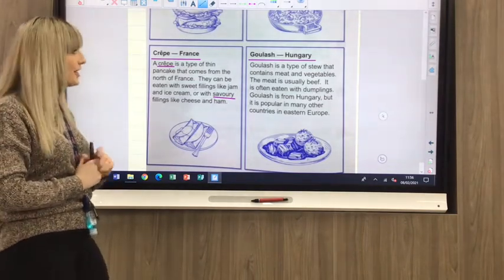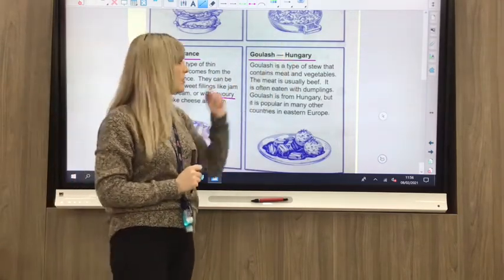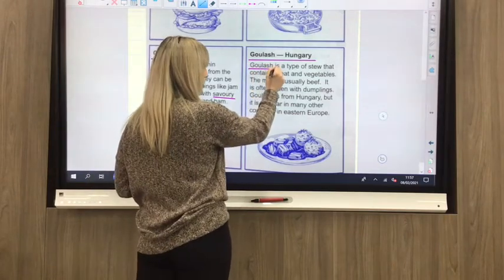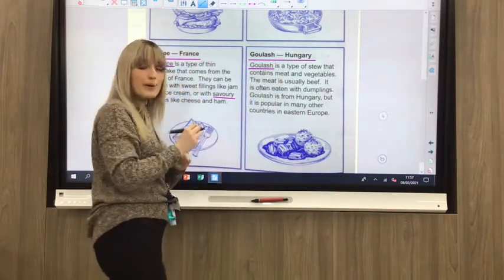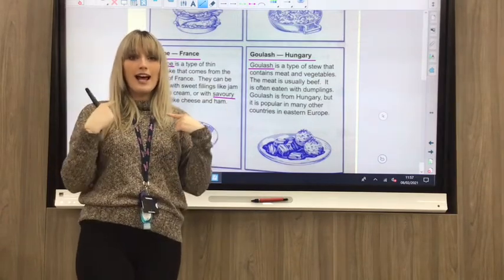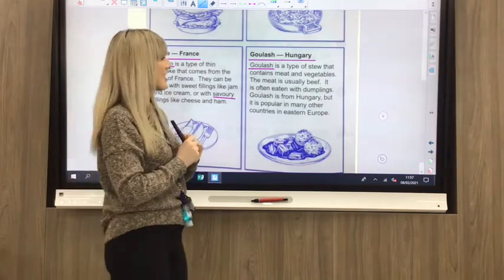Okay, on to the last paragraph then. We've got goulash from Hungary. So I'm going to underline goulash. Okay, that's a tricky word we might not have heard of. Let's say it together. So I say goulash, you say goulash. I'm sure you said it great.